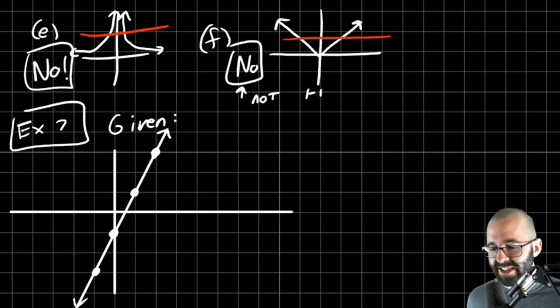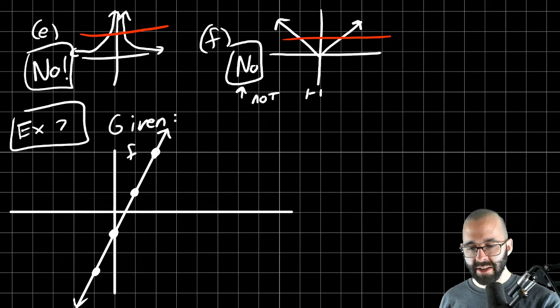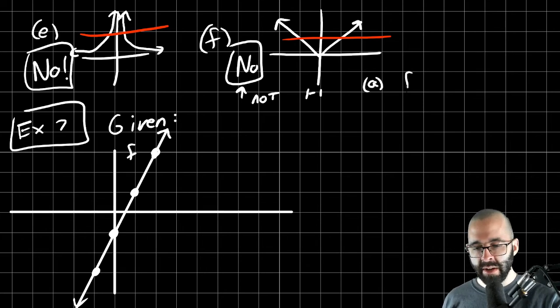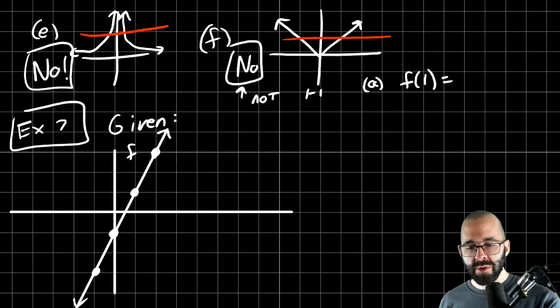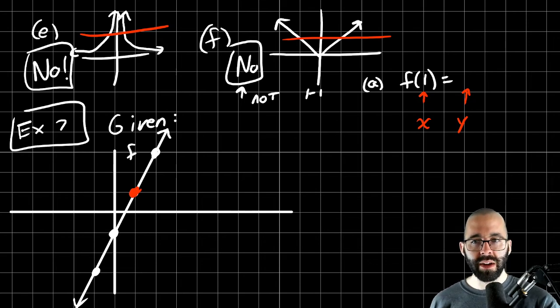All right, so given this function, this is f, answer the following questions. What is f of 1? So again, this is like before, that example with the table. Same solution, just now it's graphical. X is our input, and we're looking for a y. So what point has an x coordinate of 1? It's this point, which happens to have a y coordinate of 1.